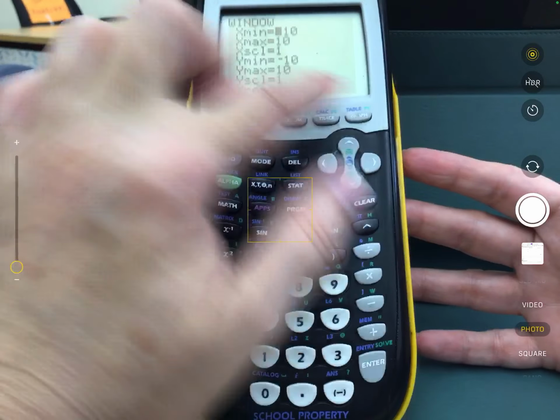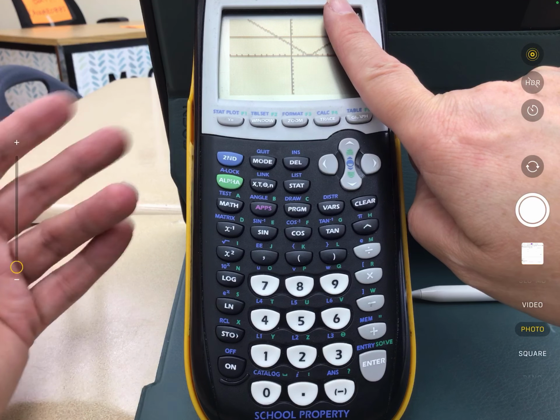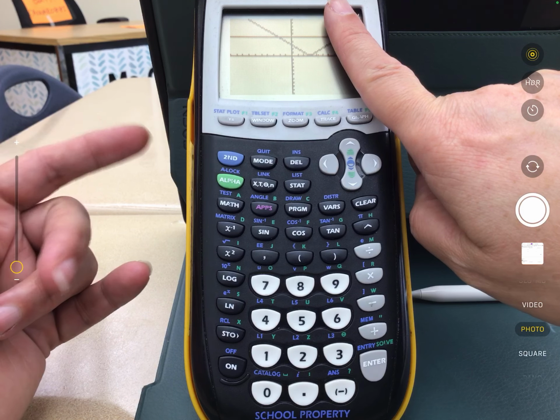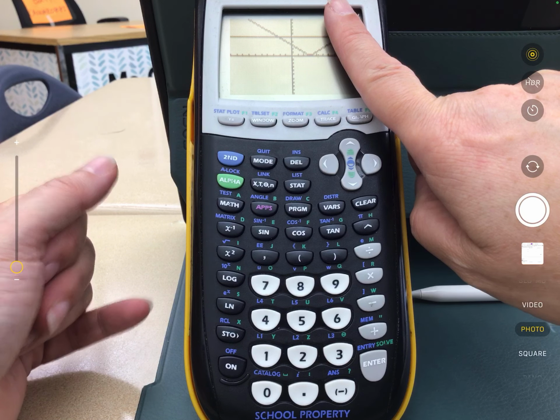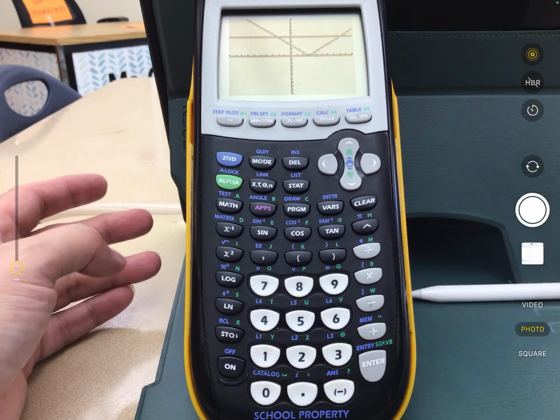And if it was cut off like this, I could see, oh wait, they are definitely going to intersect somewhere else. I'm definitely going to have to make the window bigger to be able to see it, and I could expand it if I had to. But in this case, it works, so that's great.